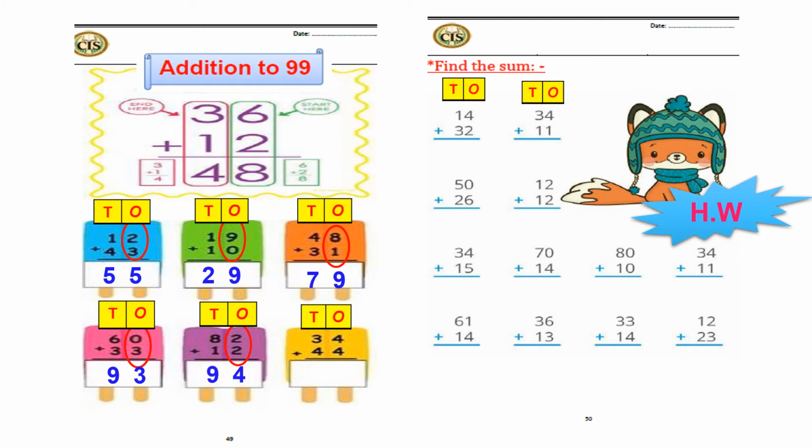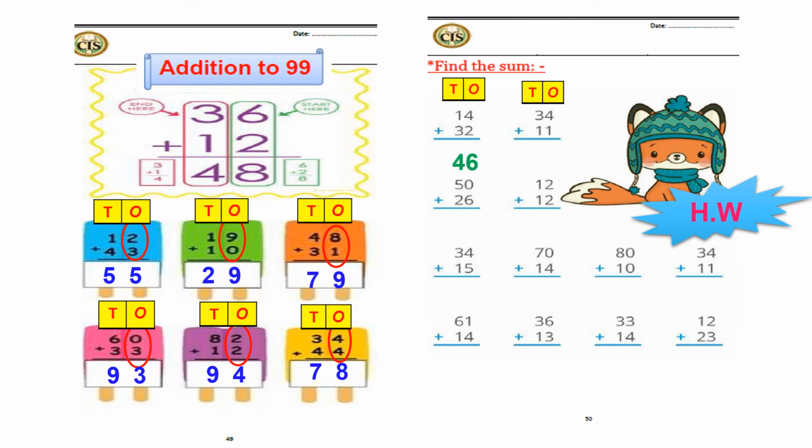The last one here, 34 plus 44. Ones with ones. 4 plus 4 equals 8. 3 plus 4 equals 7. So the sum is 78. Page 50. Find the sum. We have here 14 plus 32. So ones with ones, tens with tens. 4 plus 2 equals, count after 4, 5, 6. 1 plus 3 equals 4. So the sum is 46.